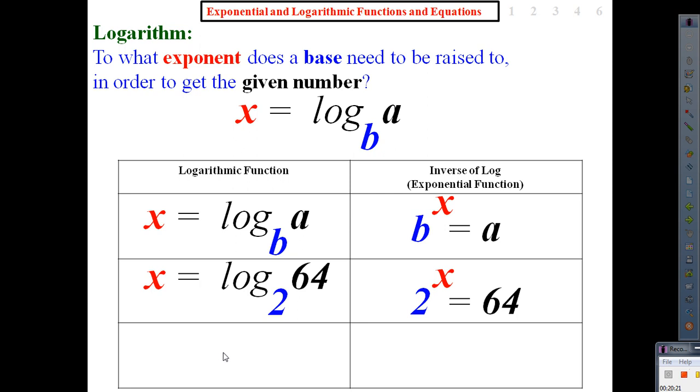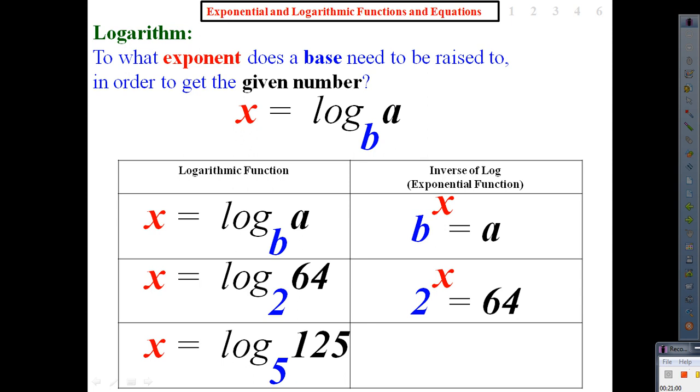All right, let's see. You write this one. x equals log base 5 of 125. Let's see if you can rewrite that in exponential form. All right. What is our base? 5. What is the exponent? x. And what is the number that we're going to find? 125. So therefore, this is 5 to the x equals 125.